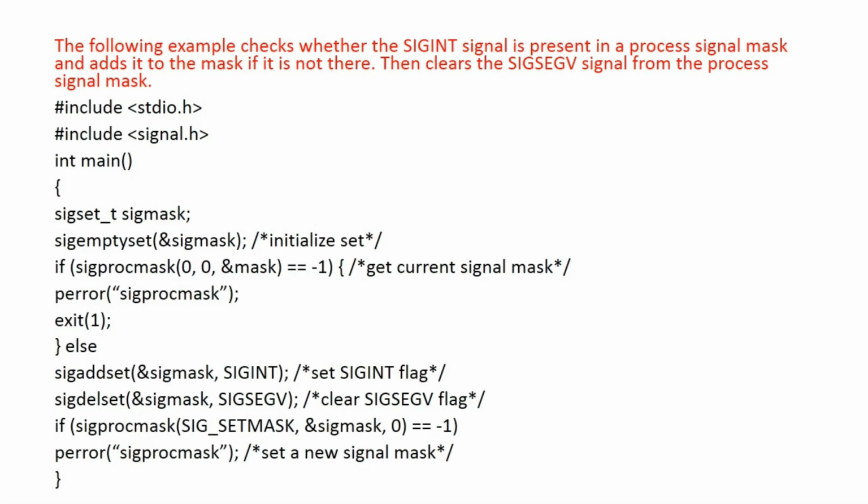Okay, so here first you need to include the header file, and then inside the main function the first statement just declares the signal mask, and then you call sigemptyset just to initialize the set, and then you call the API sigprocmask. So here the first argument is 0, the second argument is 0, and for the third one you pass the address of the mask. If the API returns -1, then you will get an error message, otherwise you will get the current signal mask.